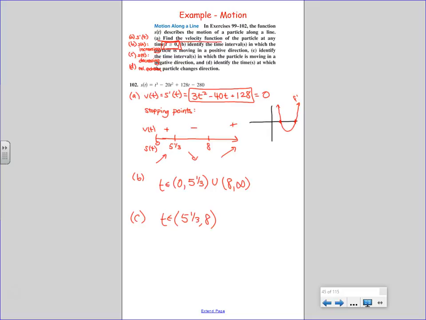And if it says identify the times at which the particle changes direction, well, he does a turnaround at 5 1/3, and he does a turnaround at 8, right? He's moving this way, and then he backs up, and then he goes that way some more. So my turning points are my critical numbers. T equals 5 1/3 and 8 seconds? I don't know. They didn't tell me, did they? Nope. Done. Not too bad, right?